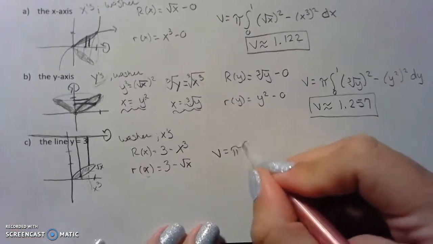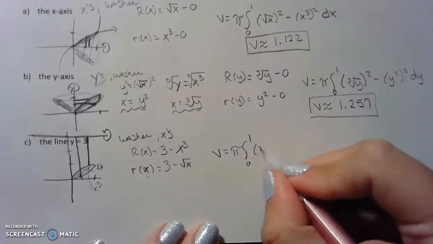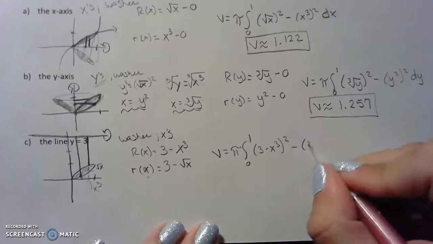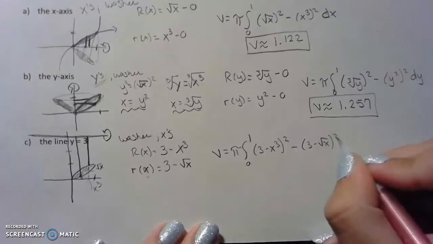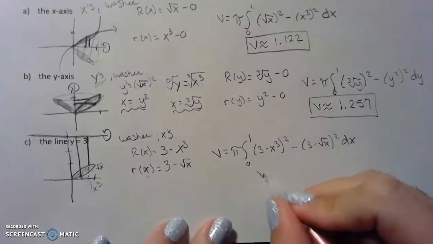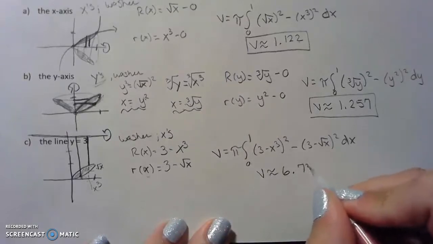Now we're going to plug this in. These are in terms of x, so 0 to 1. Then we have 3 minus x cubed, squared, minus 3 minus the square root of x, squared, with respect to x. Type that into our calculator and we're going to get that this volume is approximately 6.732.